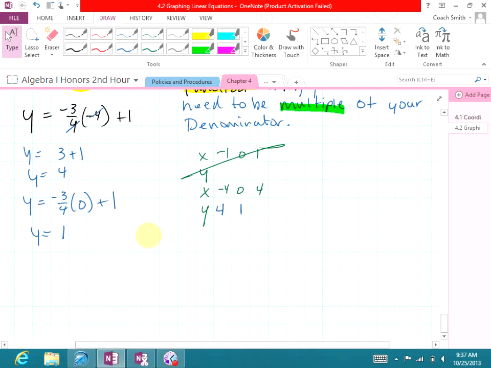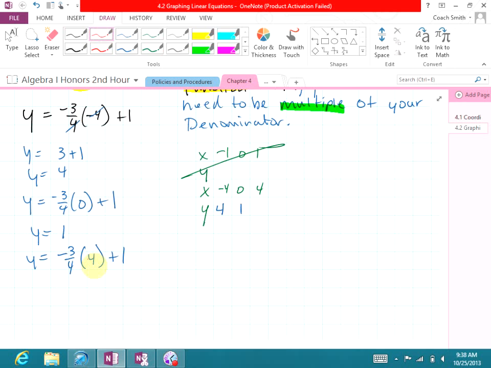Then you move to y is equal to negative 3/4 times 4 plus 1. Well, once again, the 4's cancel each other out, making that y is equal to negative 3 plus 1, which means y is equal to negative 2.